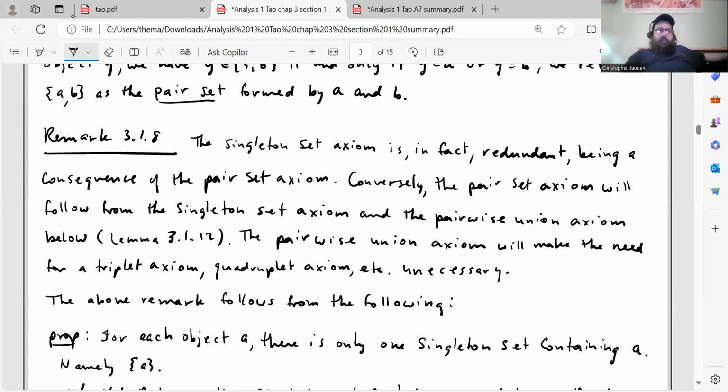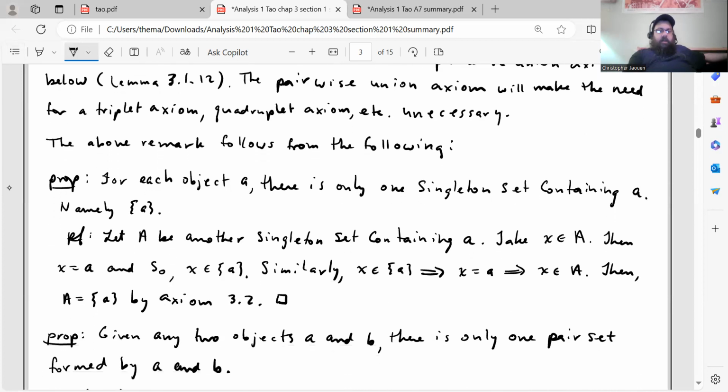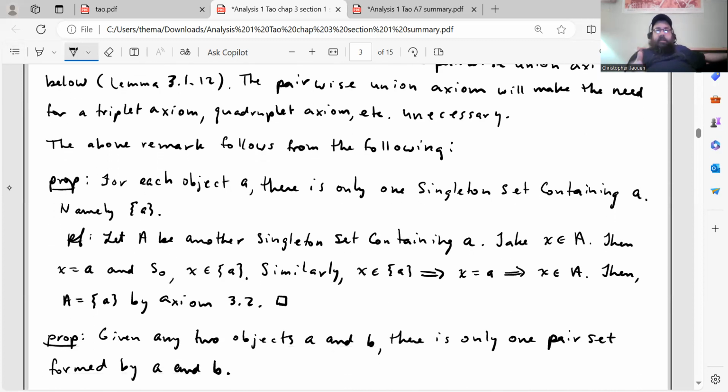The above remark follows from the following. So again, here's a proposition that I'm writing down here. But this is not written as a proposition in the chapter. He states this, and then he just asks the reader to say why. So here's the proposition: for each object a, there's only one singleton set containing a, namely the set containing the object a.